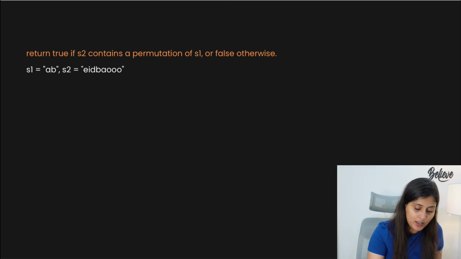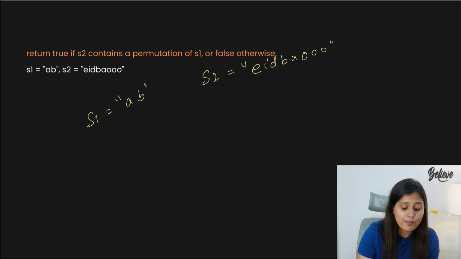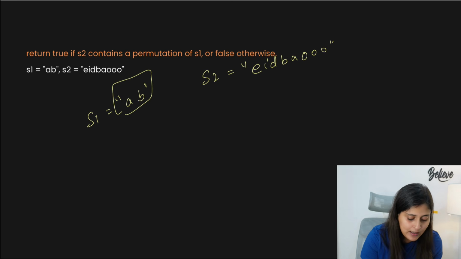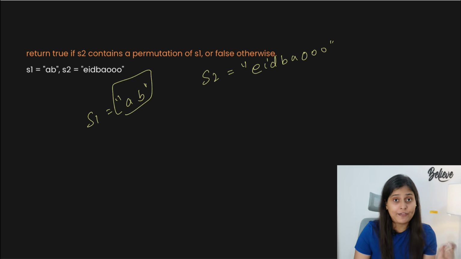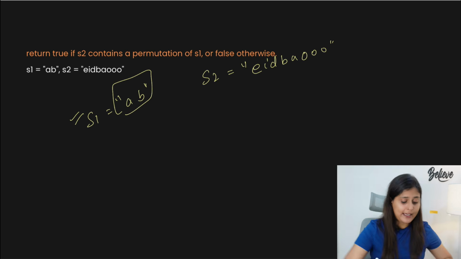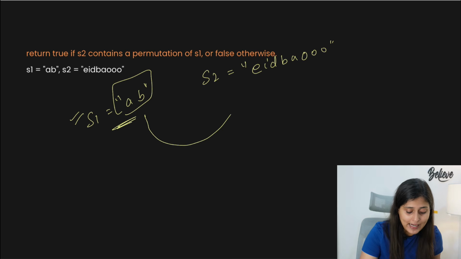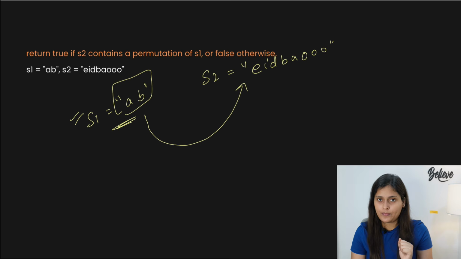You have been given S1 equal to AB, and S2 equal to EIDBAOOO. So basically you have to check whether a permutation of S1 is in S2 or not. If it is, return true; if it is not, return false. First, you also know that to take care of the permutation of S1, the length of S1 you have to keep on tracking in S2 with the same length, right?